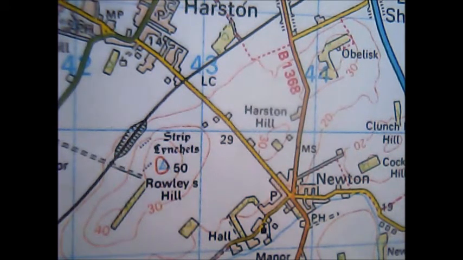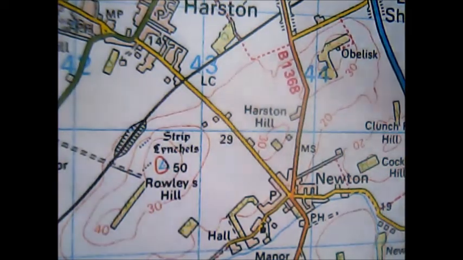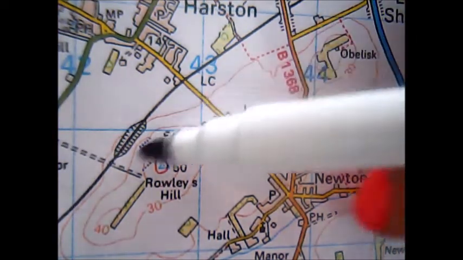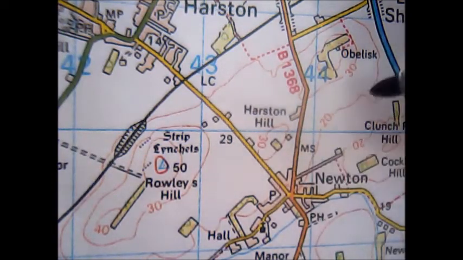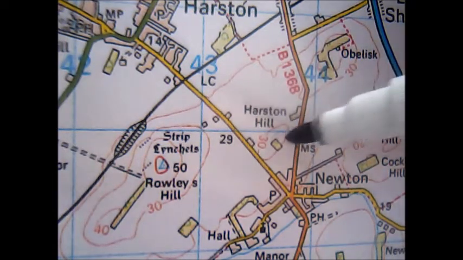There are three main ways that we see relief and height shown on a map, two of which are shown in the map in front of us. If we look carefully, we can see on the map the contour lines. These are brown lines that join up areas of equal height. They also have the number in meters above sea level on each of the lines.